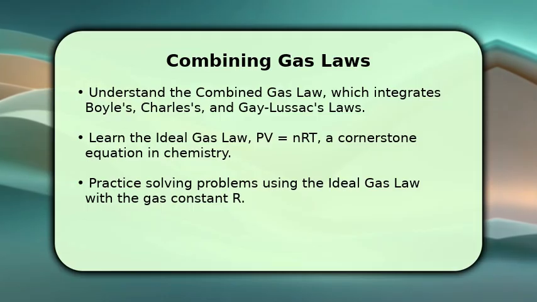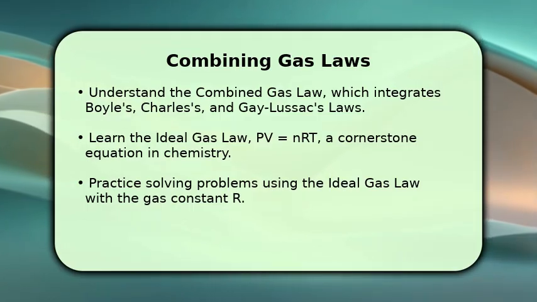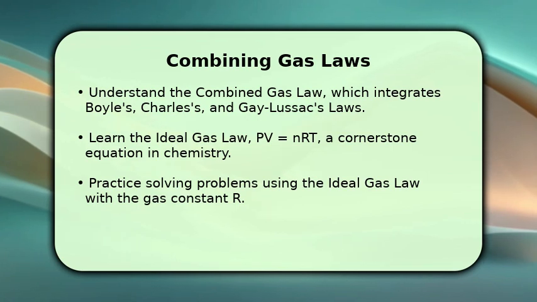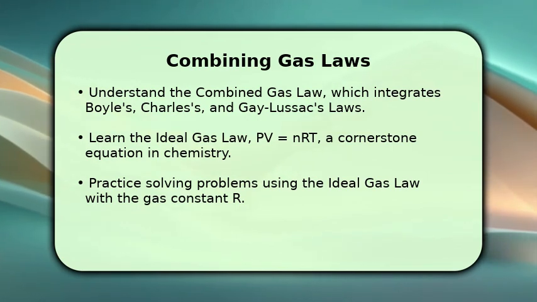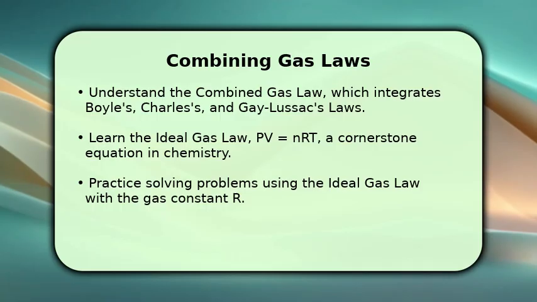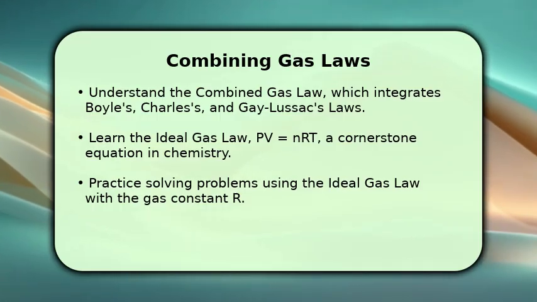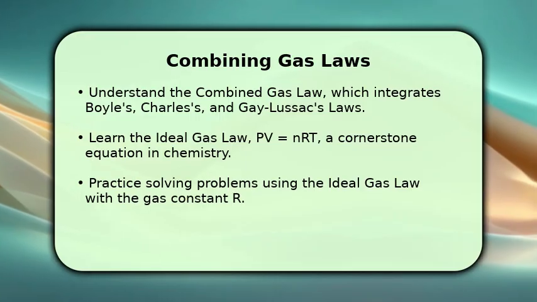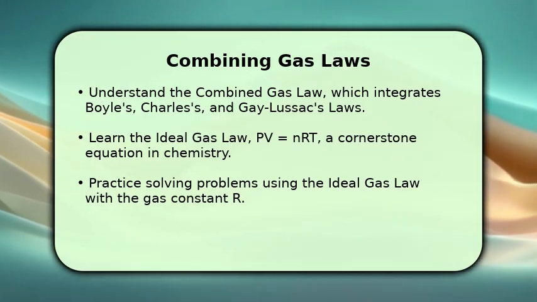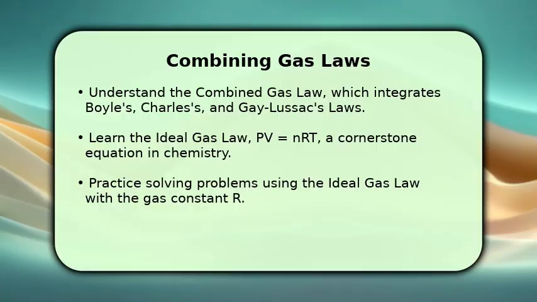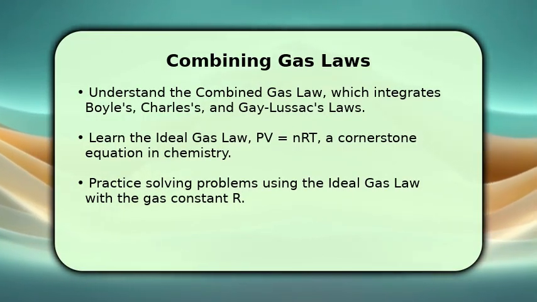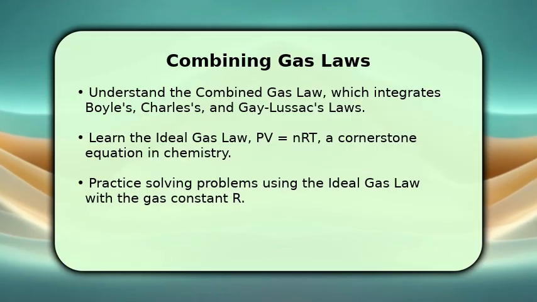The pinnacle is the ideal gas law, expressed as PV equals nRT. Here, P is pressure, V is volume, n is the number of moles, R is the ideal gas constant, and T is absolute temperature. The value of R is approximately 0.082 liter-atmospheres per mole Kelvin. Mastering this equation is essential for gas law calculations.